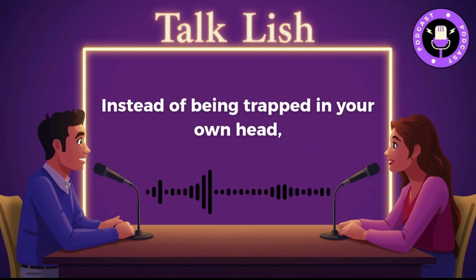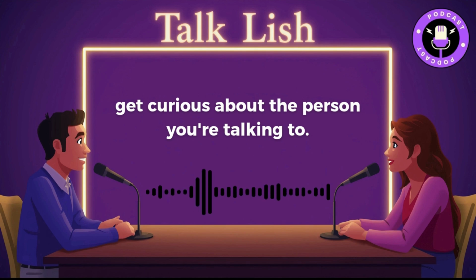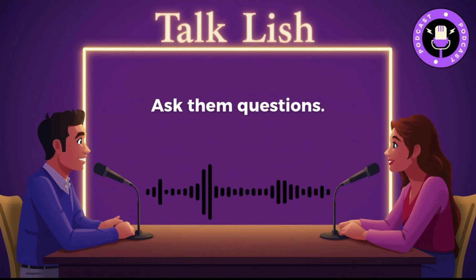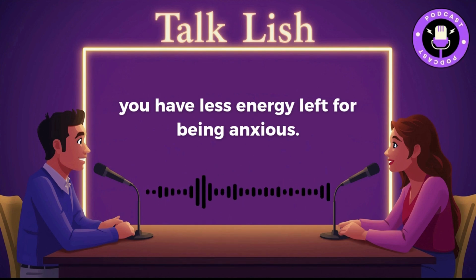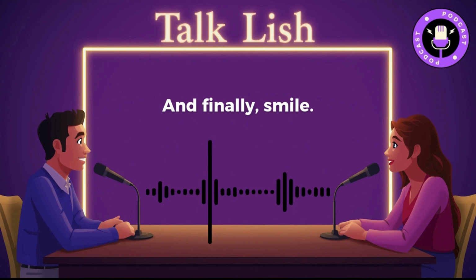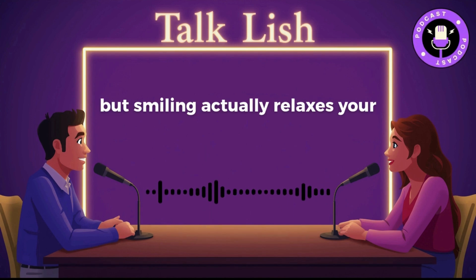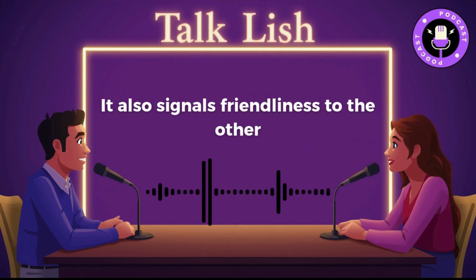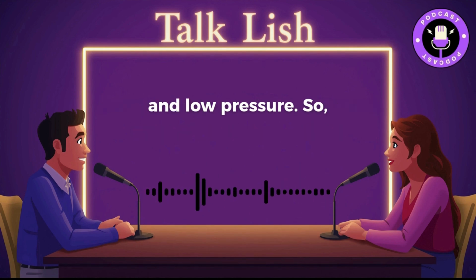Another tip is to focus on the other person. Instead of being trapped in your own head worrying about your mistakes, get curious about the person you're talking to. Listen intently to what they're saying. Ask them questions. When you focus your energy outwards, you have less energy left for being anxious. And finally, smile. Again, it sounds simplistic, but smiling actually relaxes your facial muscles, which can make your pronunciation clearer. It also signals friendliness to the other person, which makes the entire interaction more positive and low pressure.